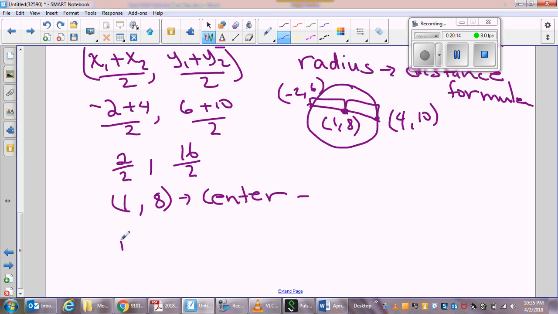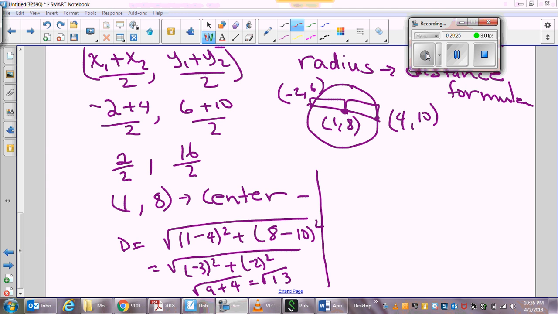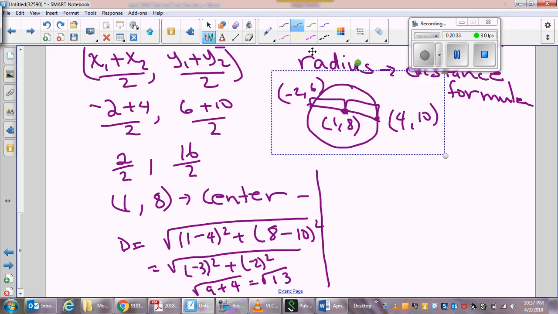All right, so distance to find the radius. So I wrote it down on top. So I'm just going to do the distance. All right, I just paused the time so that it's not going too far. So what I did is I just did the distance between 1 and 4. So as you guys can see, 1 minus 4 squared. Then I did 8 minus 10 squared here. And then when you do the equation, you get square root of 13. So square root of 13 is my radius.